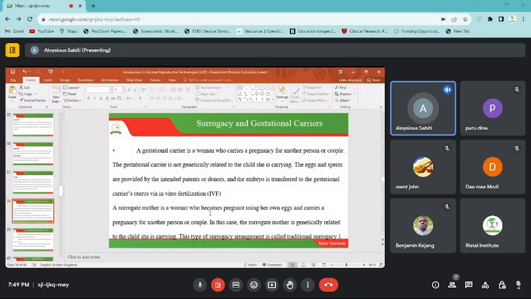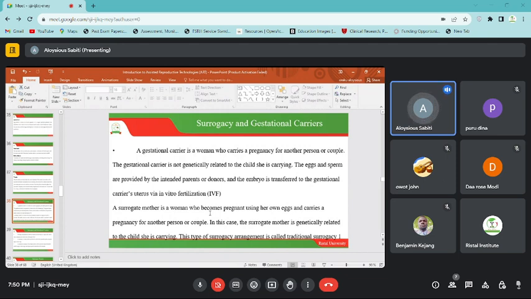So a gestational carrier is a woman who carries a pregnancy for another person or couple. The gestational carrier is not genetically related to the child she is carrying. The eggs and the sperm are provided by the intended parents or donors, and then the embryo is transferred to the gestational carrier's uterus via in vitro fertilization.